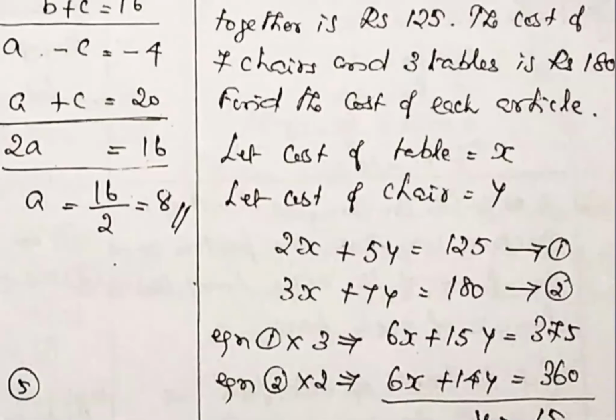Similarly, form another equation. 7 chairs and 3 tables, 180. 3x plus 7y is equal to 180. Then as usual, solve the equations and try to get x and y. That is the answer.